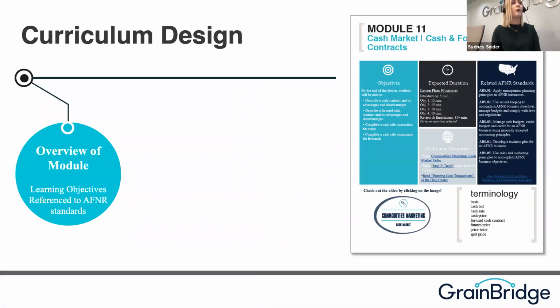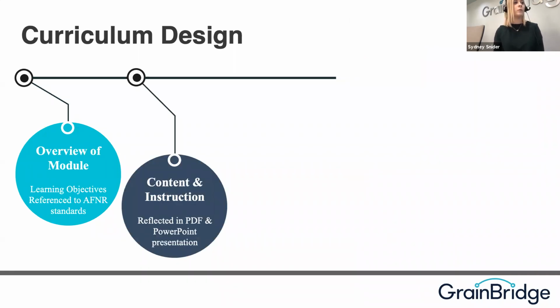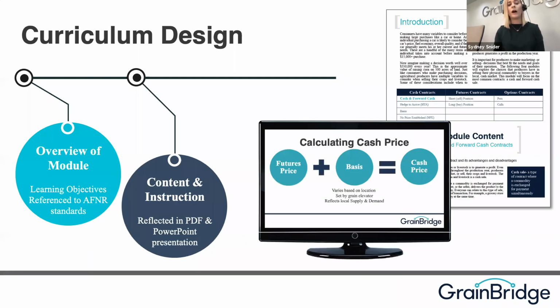So a quick overview of our curriculum outline. We provide you an overview of the module and the objectives of that particular module. Our curriculum is referenced to national AFNR standards, so those will be at the front page of each module packet. And then we'll have our content and instruction, which is delivered in 2 ways. So you have access to both a PDF and a PowerPoint, whatever is best for your classroom. The PowerPoints are easy to then pull into Google Classroom and utilize in that format as well.